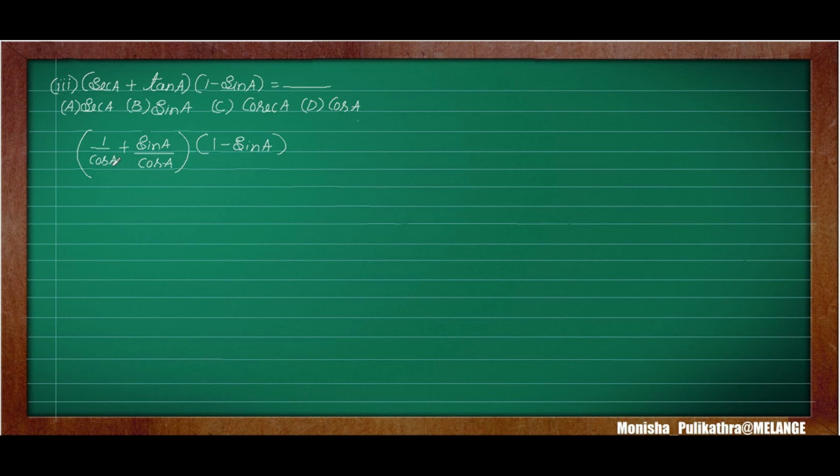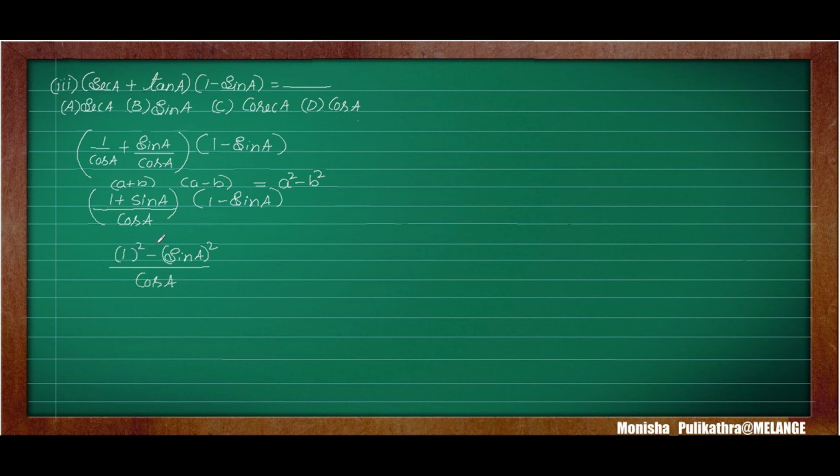Here cos A is the same, the LCM is the same, so we write cos A. When the denominator is the same, we retain the numerator, that is 1 plus sin A as it is. So 1 minus sin A remains here. Now the numerator is in the form of (a plus b) into (a minus b). What is (a plus b) into (a minus b)? It is a square minus b square. So it will become 1 square minus sin A whole square, that is a square minus b square, whole divided by cos A.